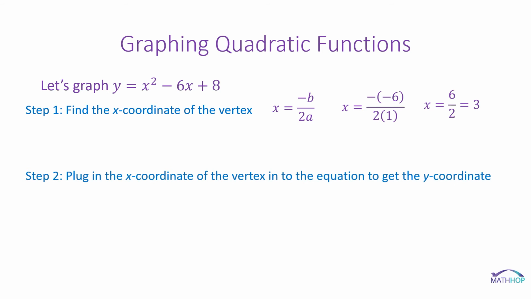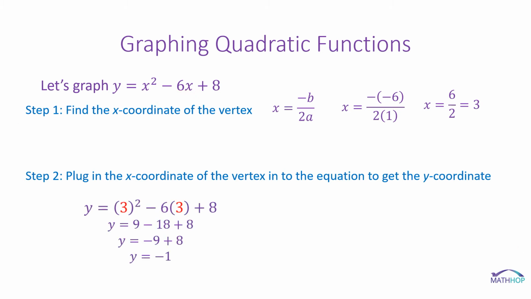We need to plug that in to the equation to get the y coordinate, so we get the entire vertex. Remember, that's just half our vertex. Every point has an x and a y coordinate. So we're going to take this value of 3, and we're going to plug it in here. 3 squared minus 6 times 3 plus 8.